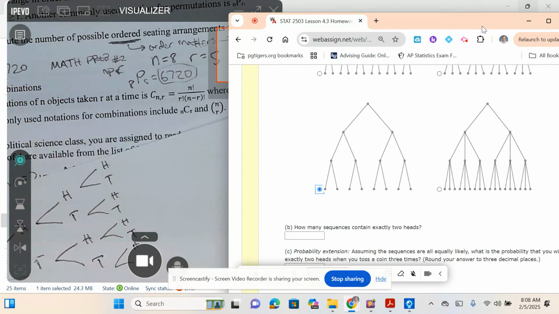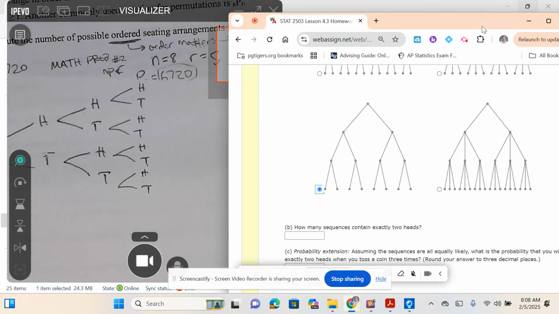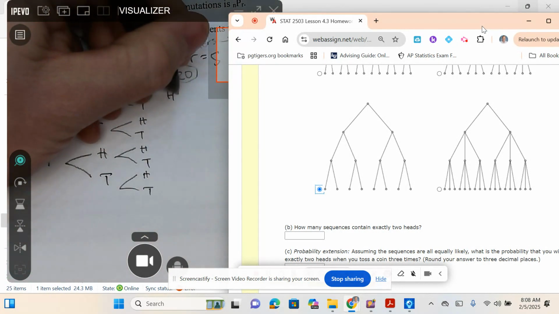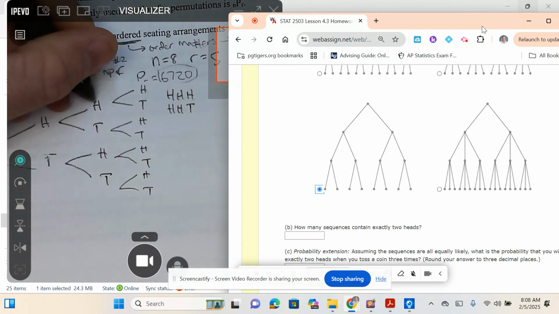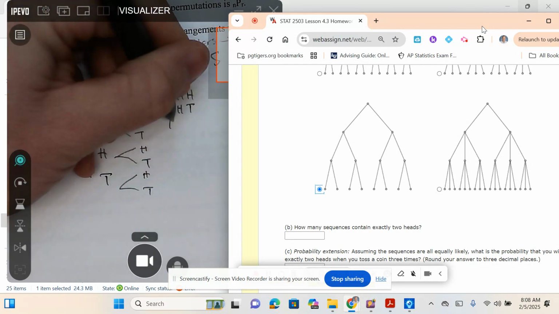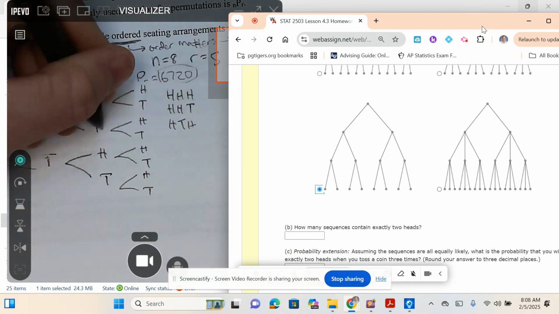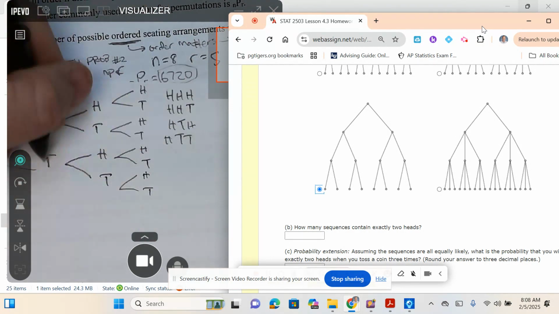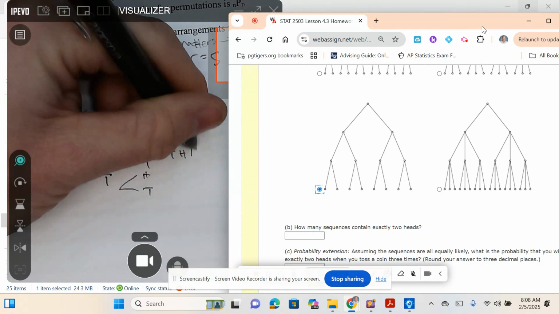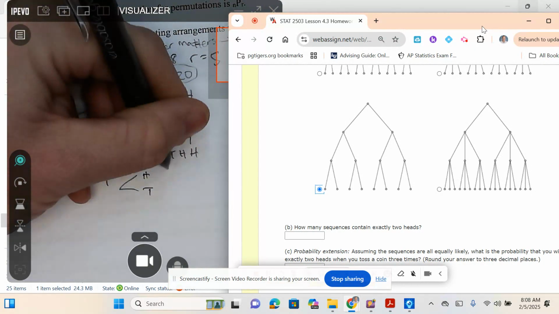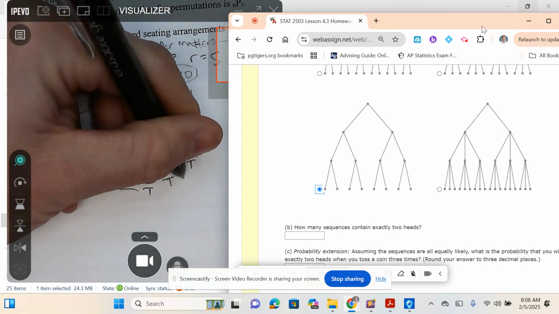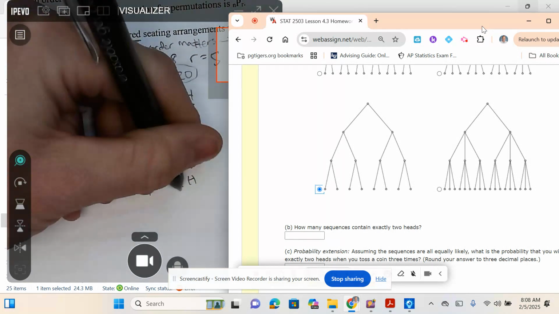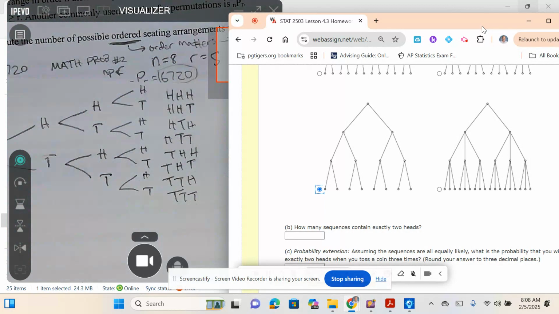Okay. So looking at these outcomes, we've got heads, heads, heads; heads, heads, tails; heads, tails, heads; heads, tails, tails; tails, heads, heads; tails, heads, tails; tails, tails, heads; and tails, tails, tails. So these are all my possibilities there.